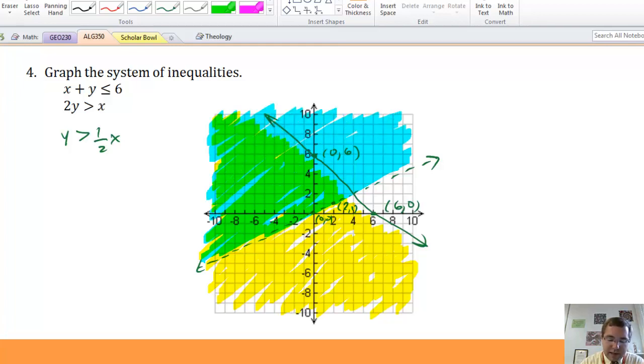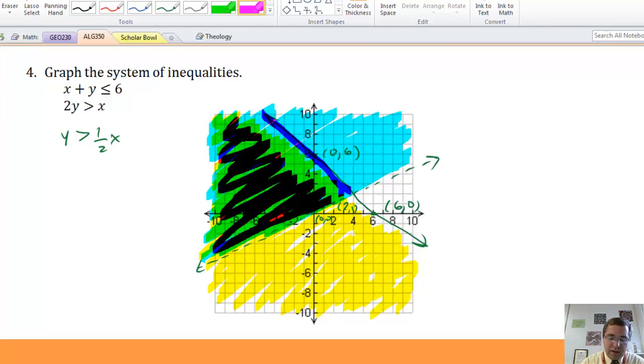So where are my solutions to this system? Well, my solutions to the system are where this turned out to be green, where the yellow and the blue made the green. So my solutions, it turns out, are just in that one region that's green there. And they include that line, but not that dotted line. So just this region here. So make it clear where your solutions are. Maybe draw an arrow and say, those are my solutions.